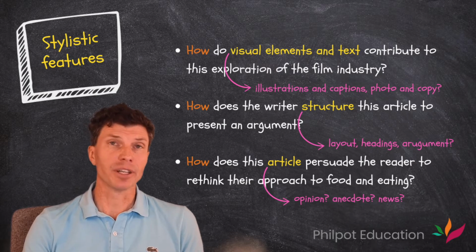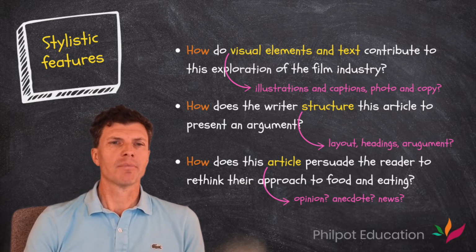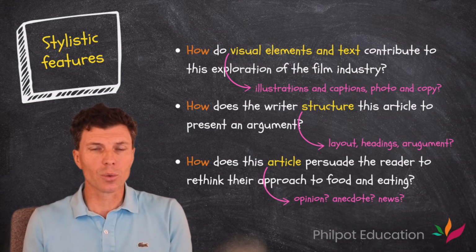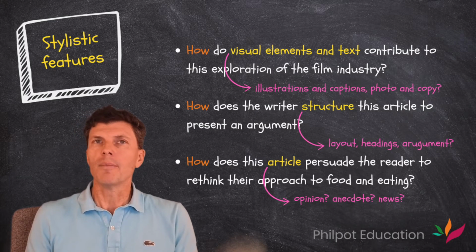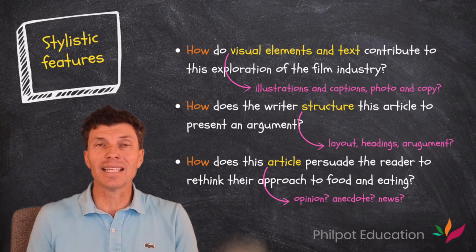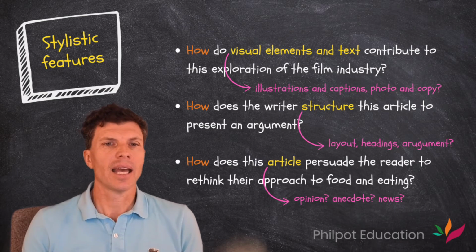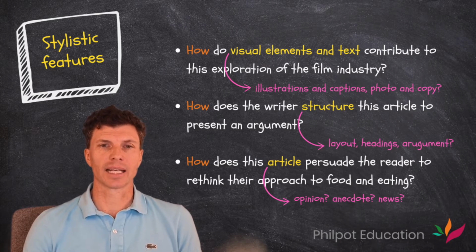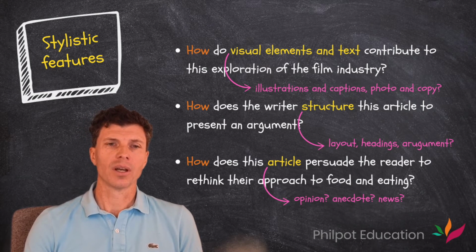Now, the first half here, you'll see visual elements and text, or structure, or article, which just mentions the text type in very vague terms. You could unpack that much more specifically by looking at, for example, how illustrations and captions work together in the stimulus text. In the second one, when they mention the word structure, maybe you'll be looking out for layout, headings, or how an argument is developed throughout that text. And the third one, when you see something like the word article, you'll want to define it more narrowly in your response to the text, right? Opinion, anecdote, news, what are we talking about when we see the word article?